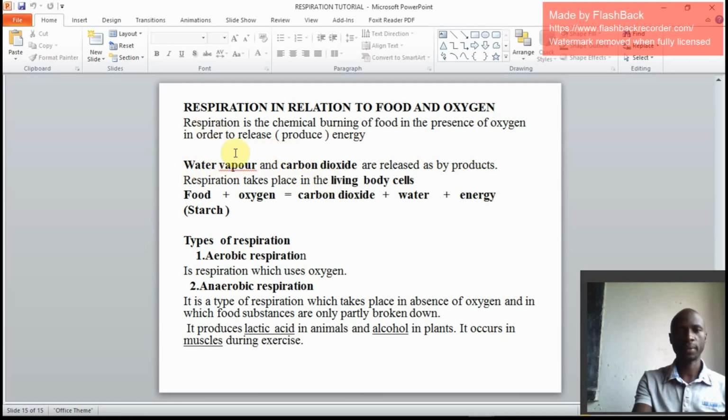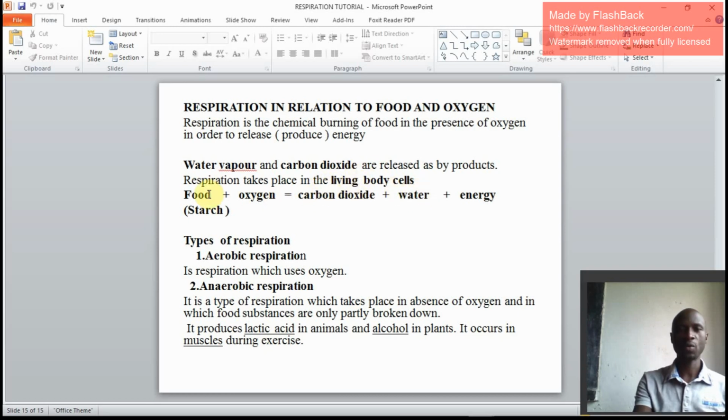Sometimes they ask about waste products removed from the body by lungs. So it is water vapor and carbon dioxide. Where does it occur? It occurs in living body cells, not dead ones.